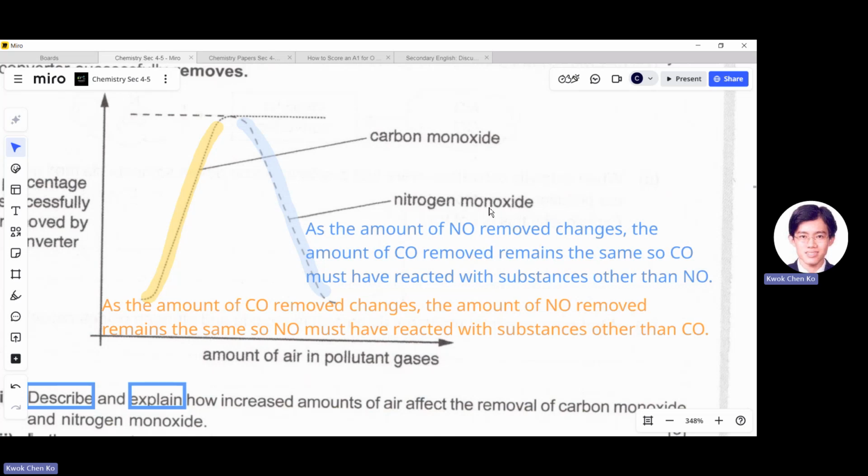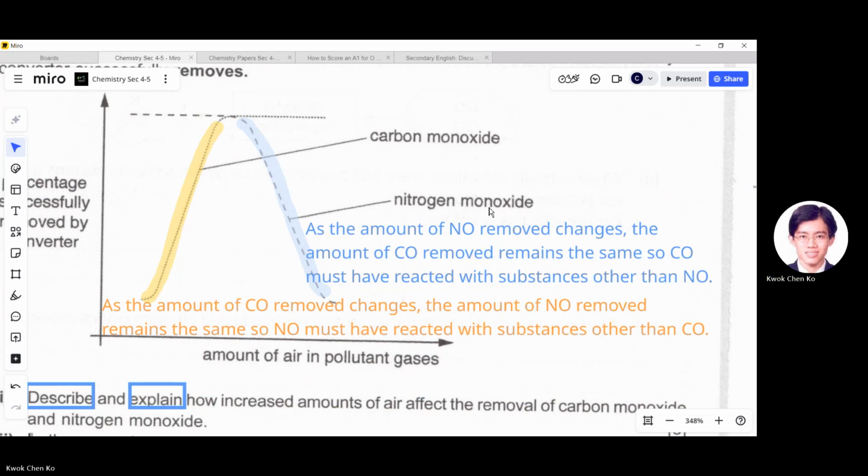Notice CO is changing, but NO is constant. NO removed is constant, so it must have reacted with something else. Or you can talk about this part. As NO decreases, the amount of NO removed decreases, the amount of CO removed is still the same. So CO must have reacted with something else as well.